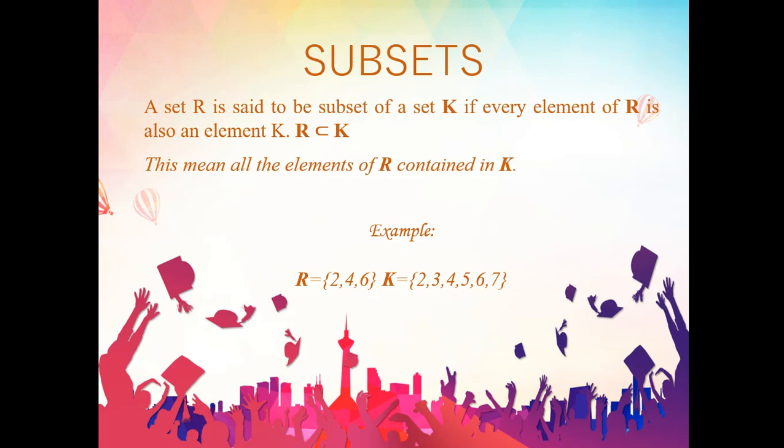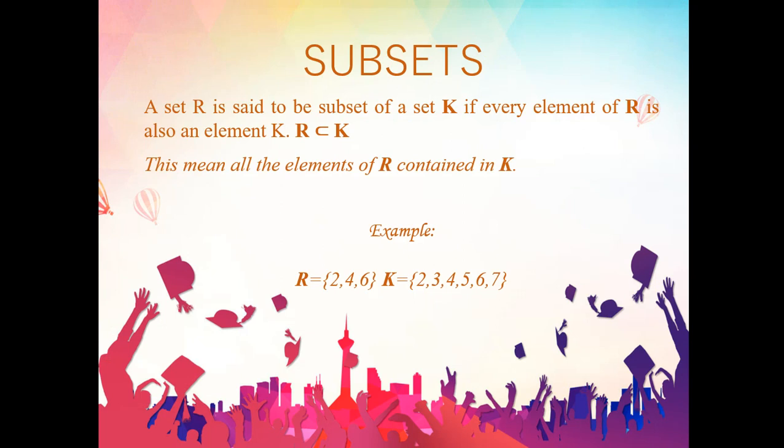Now subset. A set R is said to be a subset of a set K if every element of R is also an element of K. Okay, then how are we going to read it? R is a subset of K. This means all the elements of R are contained in K.